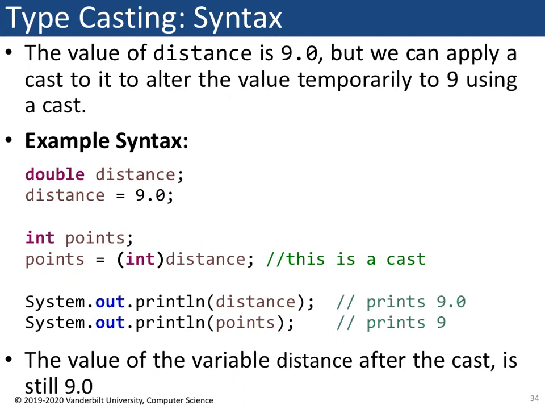So then when we print these to the screen, we do a print line statement and print distance, the value will be 9.0 because the value stored in distance has not been changed. It is still a double. However, when we print points, the value will be 9 because the value which was stored in points was an integer cast of the value which was stored in 9. So the value of the variable distance after the cast remains 9.0.